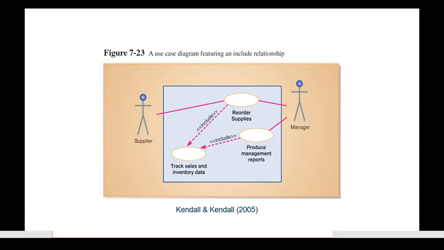So we have here another use case diagram which features the include relationship. The supplier reorders supplies, but before the reorder supplies use case can be done, it should include track sales and inventory, because this is very important. And that's why it's an include use case, because other use cases might use it, just like produce management reports. So you can say that it is a use case that can be included if it is used by or needed by different use cases.